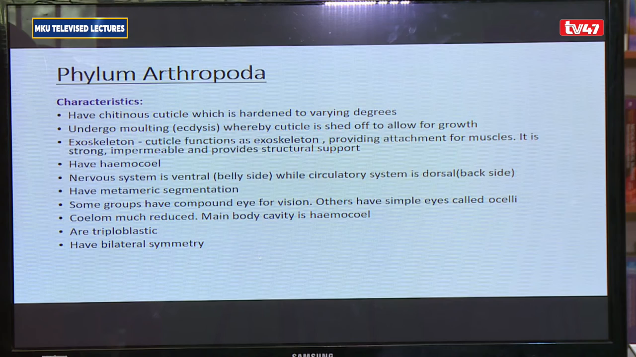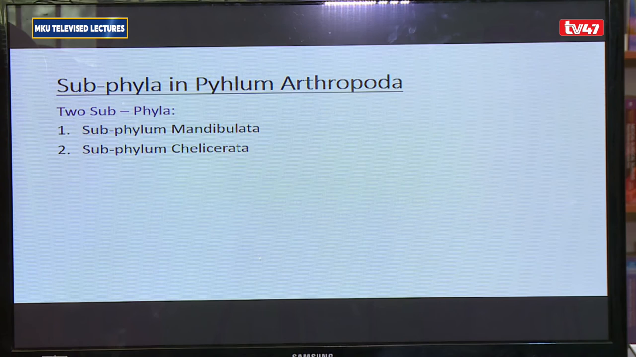Phylum Arthropoda has two subphyla, basically depending on the mouthparts that they have. So I've got subphylum Mandibulata, comprising arthropods where the mouthparts include the mandible. And then you have subphylum Chelicerata, where the mouthparts include the chelicera. Chelicera is a pincer-like appendage associated with the mouthparts.